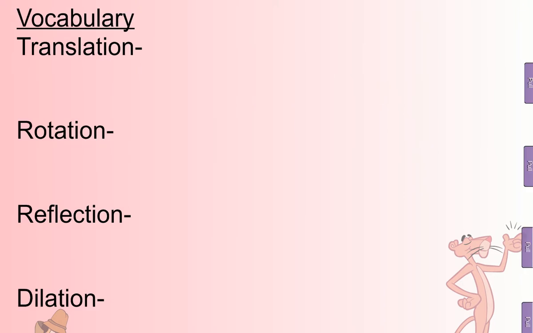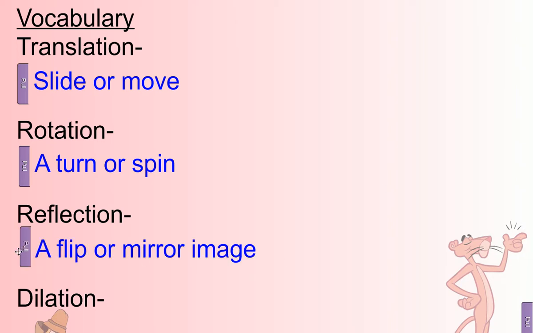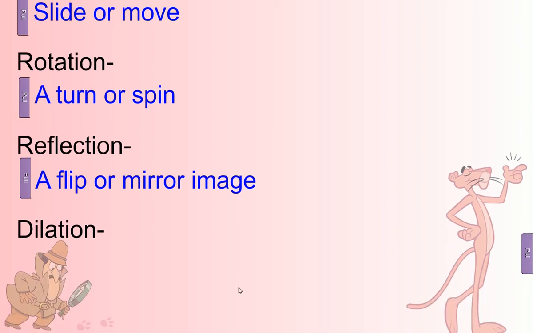So here I just have vocabulary, since this lesson is going back to talking a little bit about each of them again. So starting with translation. Translation, if you remember, is when you slide or move the image from a starting location to a new location. A rotation is a turn or a spin. A reflection is a flip or a mirror image of each other. And a dilation is a grow or a shrink, a zoom in or zoom out.